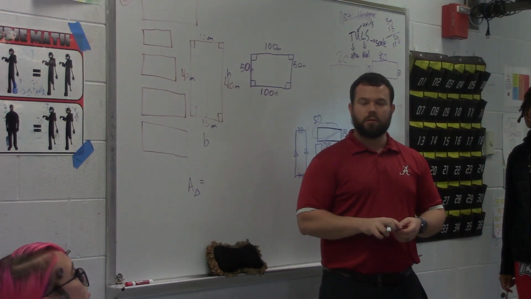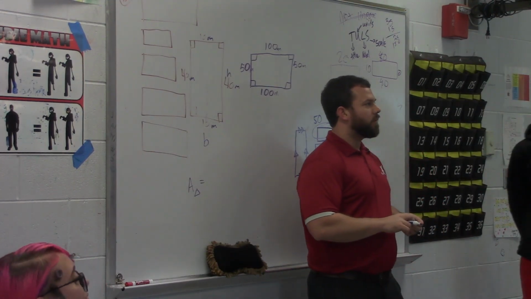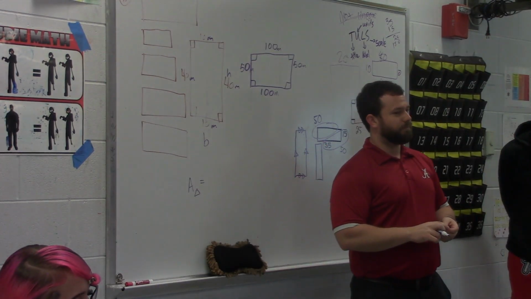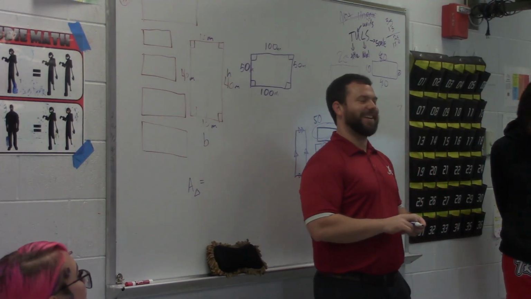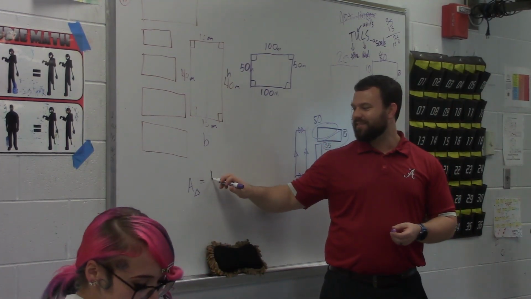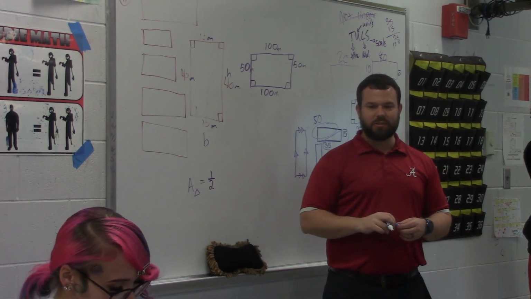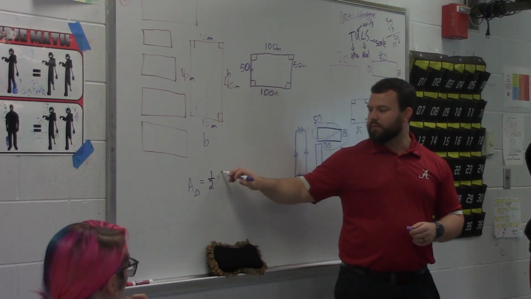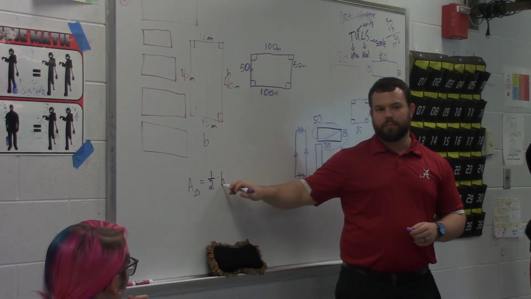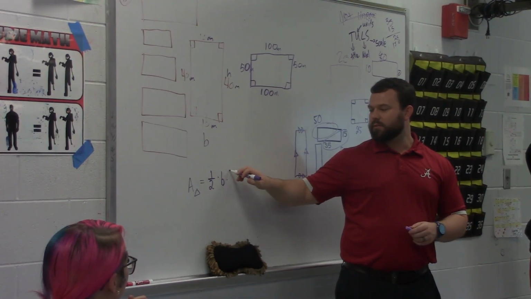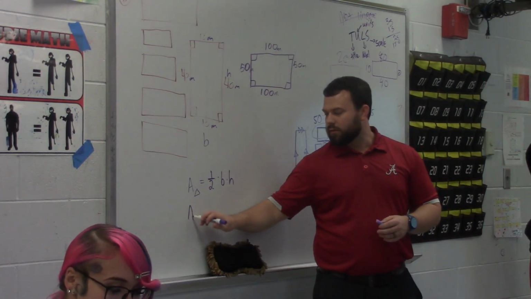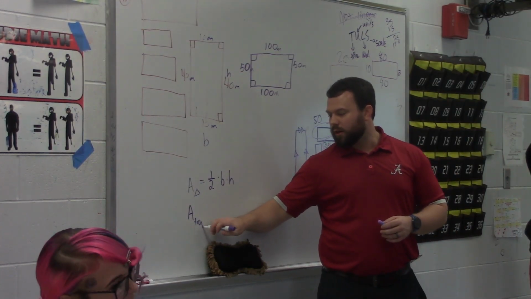Anybody remember that formula? That's the Pythagorean theorem. No, that's not close enough. It does relate to a triangle. Something like one-half times base times height. Okay? This is going to come from middle school. So, area of a trapezoid.